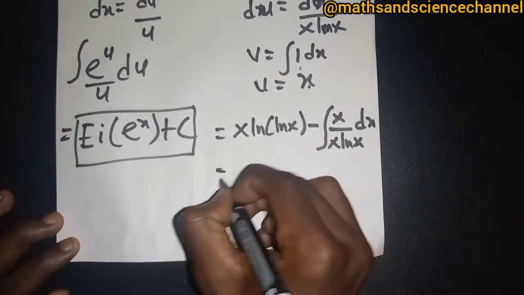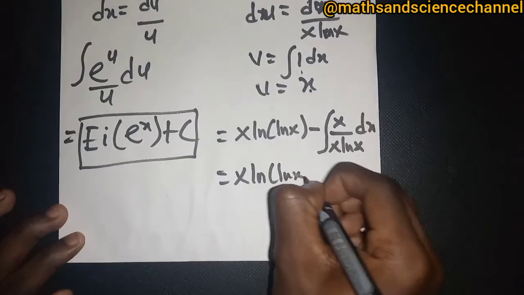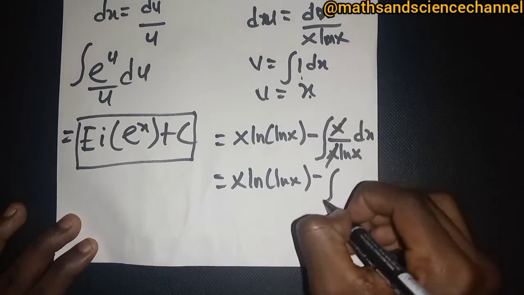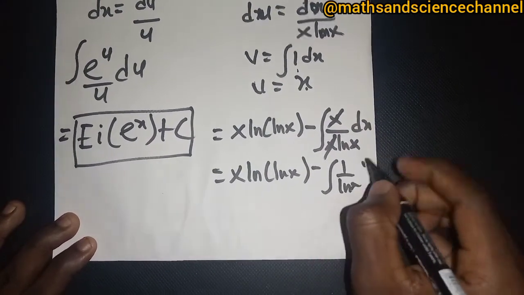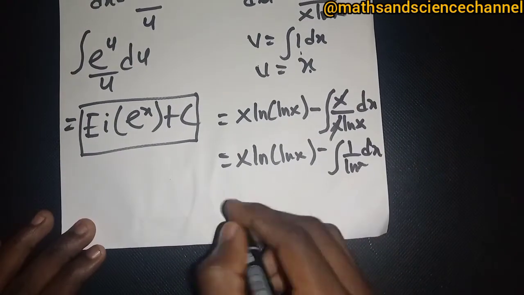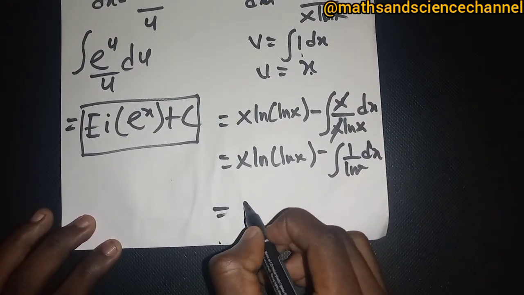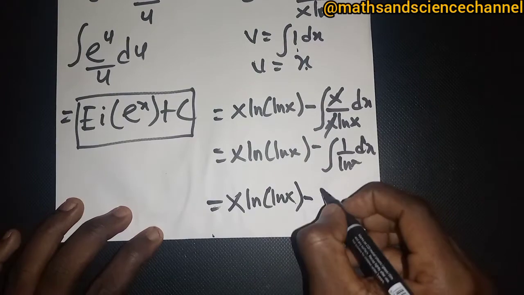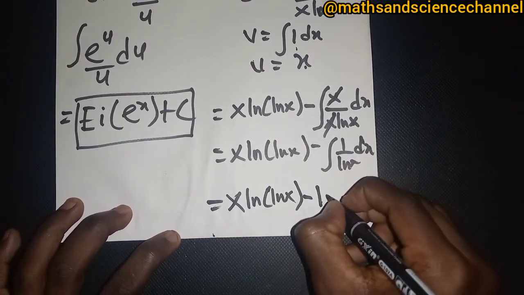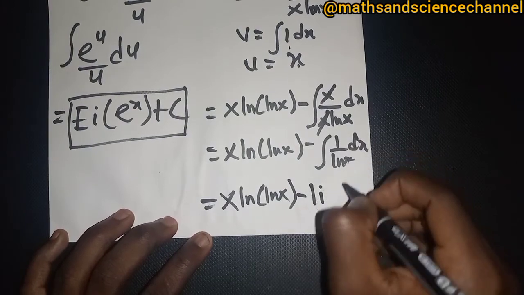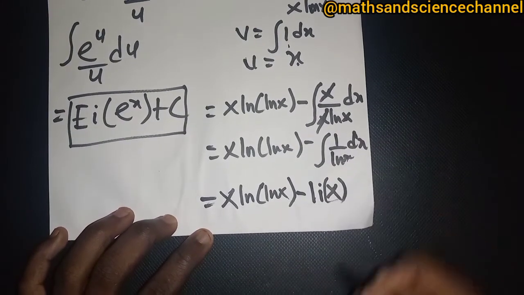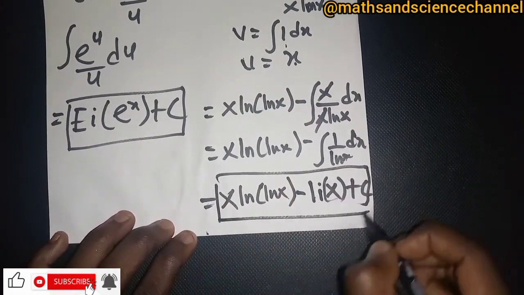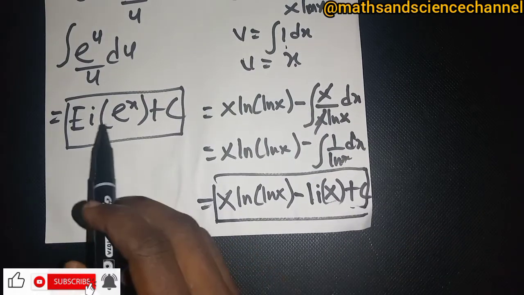So over here we have x ln(ln x). Now if you look at this place, x will cancel x, and we have the integral of 1 over ln x dx. So the final answer will just be x ln(ln x), then over here we have the logarithmic integral of x, li(x). So let's put it there: minus li(x), then plus c. So this is what we have for this one.